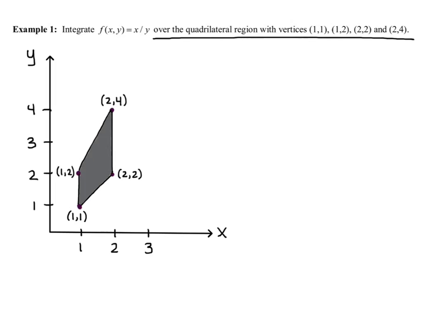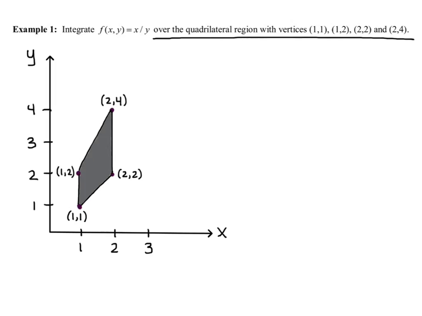With this quadrilateral, it is easiest to define a lower bound and upper bound for y as a function of x. If I tried to define a left bound and right bound for x as a function of y, then the region would have to be broken up into two pieces. So it will be more straightforward to use constant bounds for x and write the y bounds as functions of x.